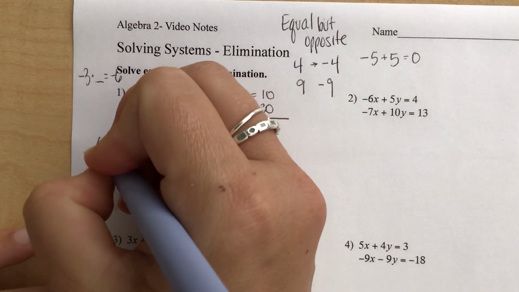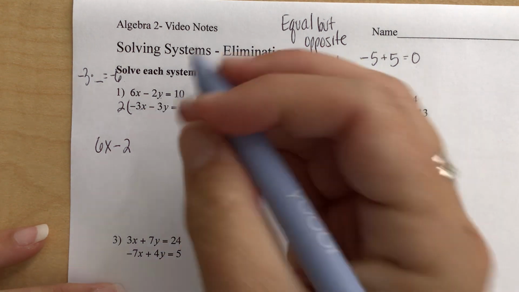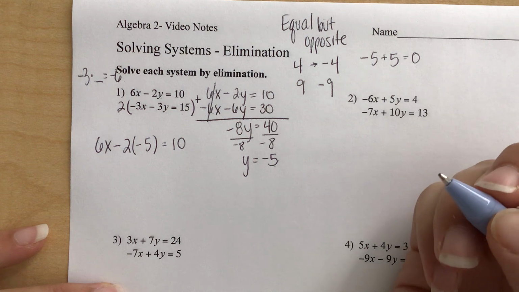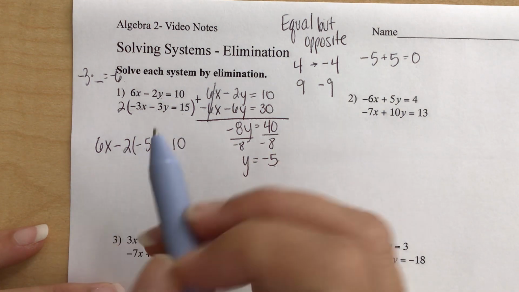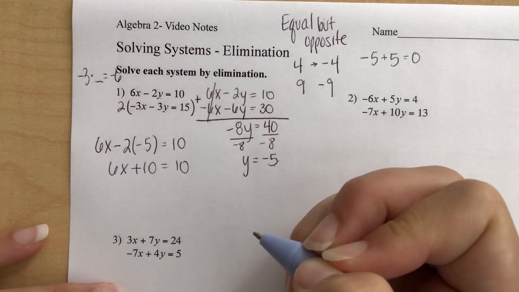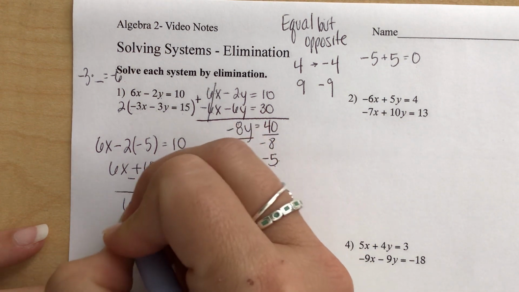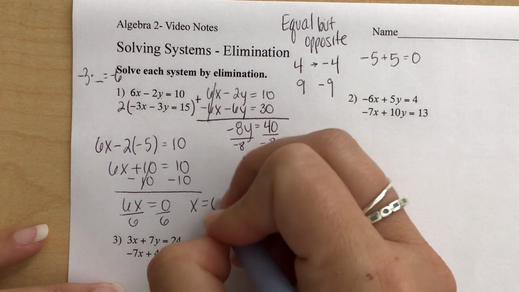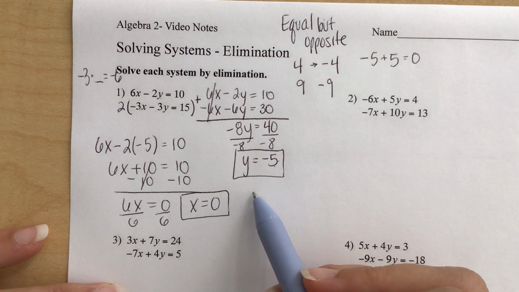So I have 6x minus 2, but instead of y, I'm going to put -5, equals 10. Now I'm just going to solve this equation. I have -2 times -5. That gives me a positive 10. Subtract 10 from both sides. 6x equals 0. Divide by 6, and we get that x equals 0. So my solution is x equals 0, y equals -5.